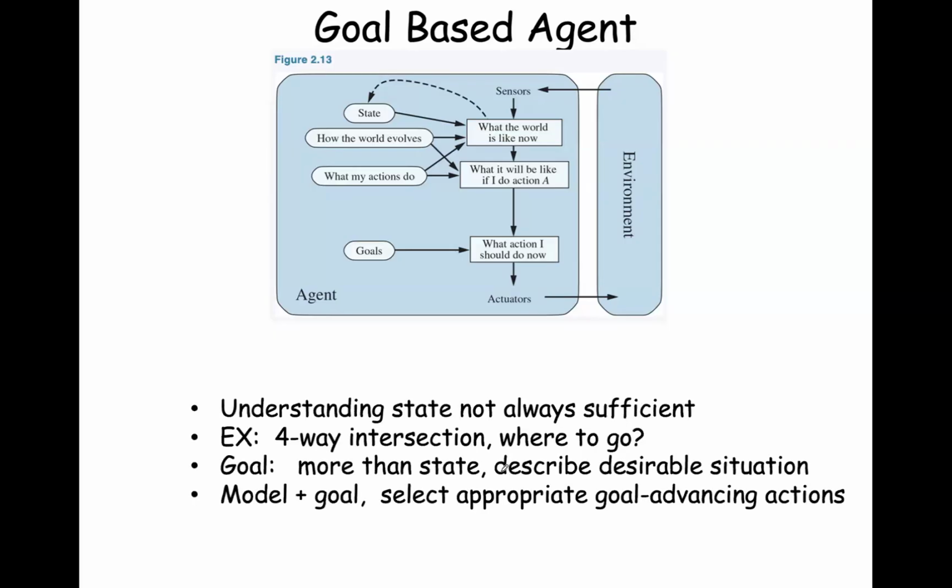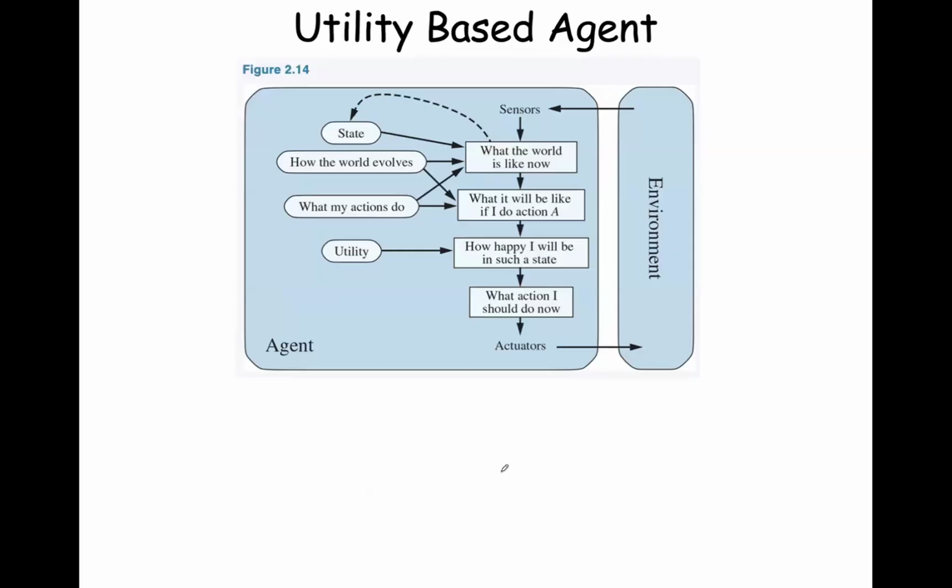But this goal-based agent doesn't understand this idea of utility. For example, if you have a four-way intersection, where do you go? Well, you might have more than one solution to the same problem. Absolutely, the goal can help you define what action you should pursue. And they work well for many cases, but you might have some competing multiple solutions to a problem. Okay. All right. So that leads to the last one, our so-called utility-based agent architecture.